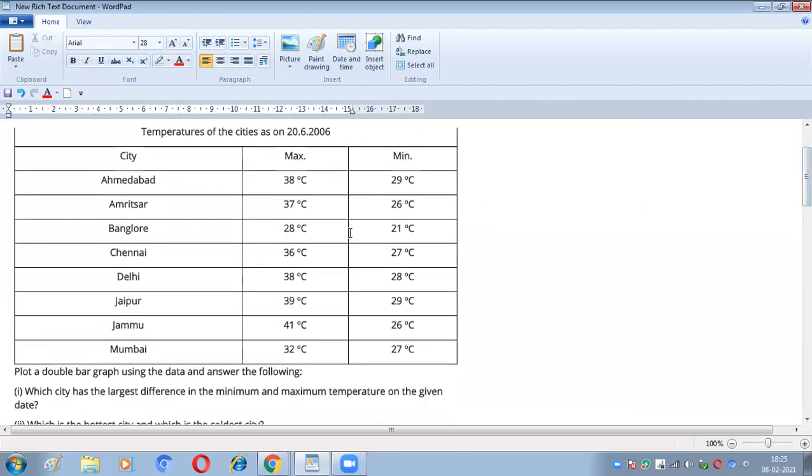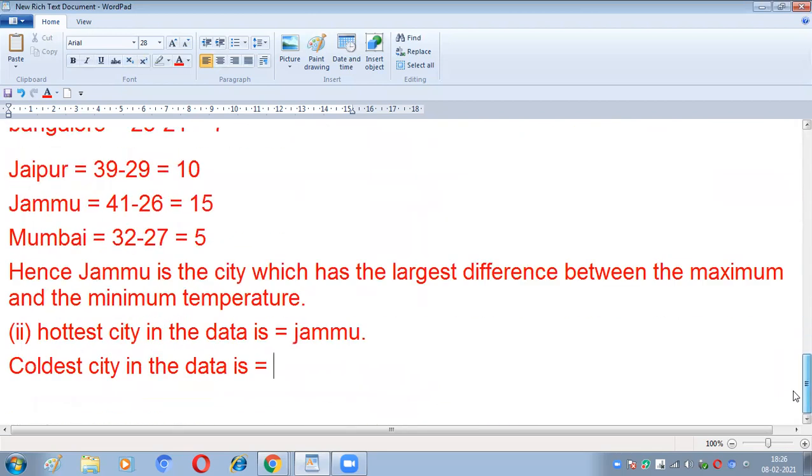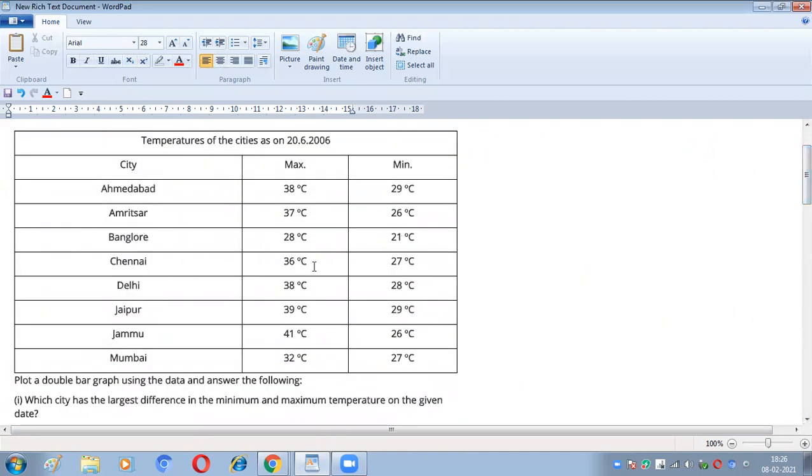Here in this data, which is the smallest number? 29 is not the lowest, 26 is not, 21 is the lowest, 27 is not, 28 is not, 29 is not, 26 is not, 27 is not, but 21 is the smallest number in the data. So we can write that Bangalore has the minimum temperature of 21.